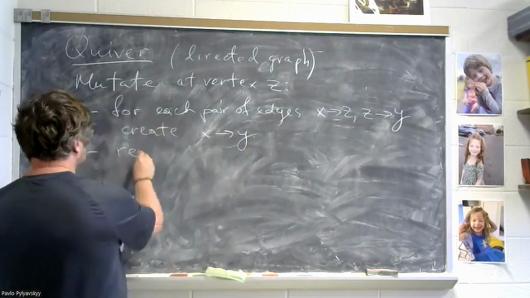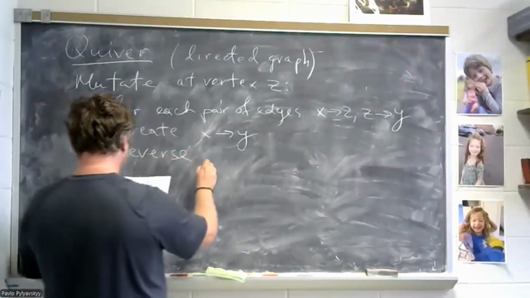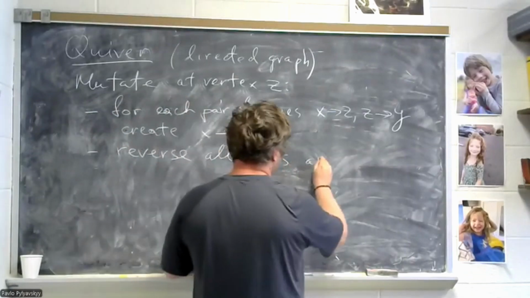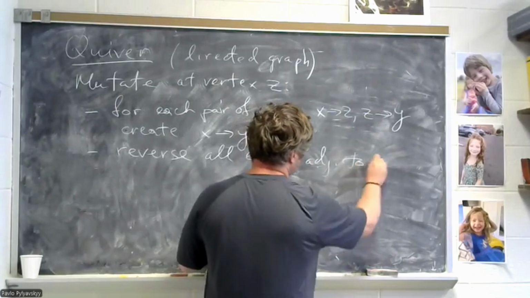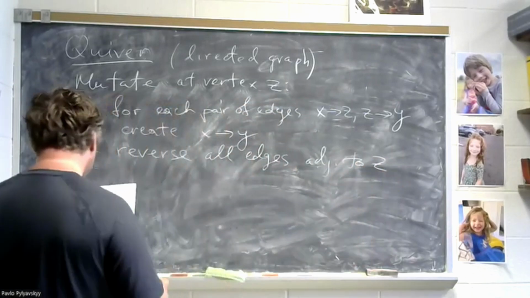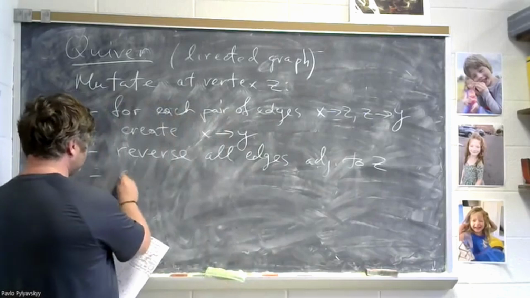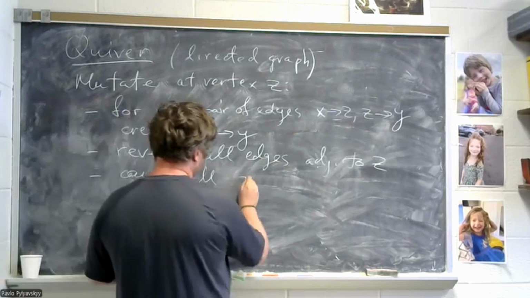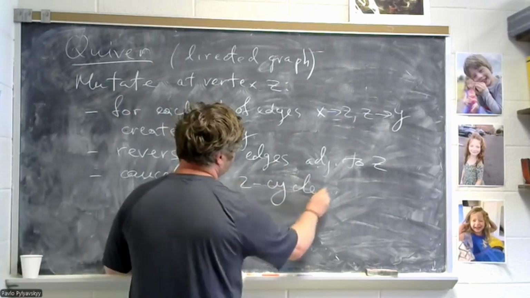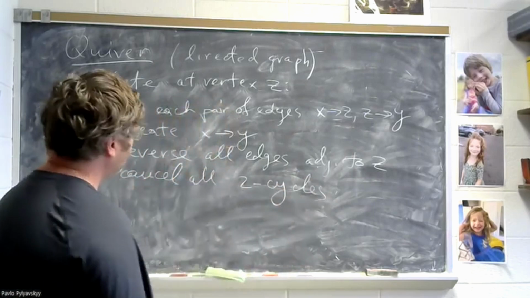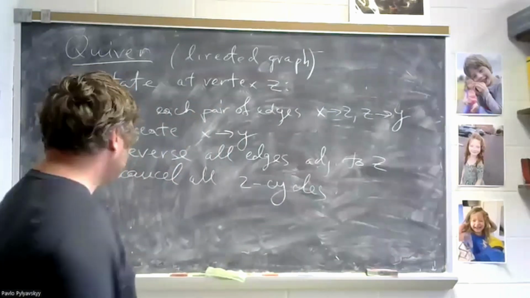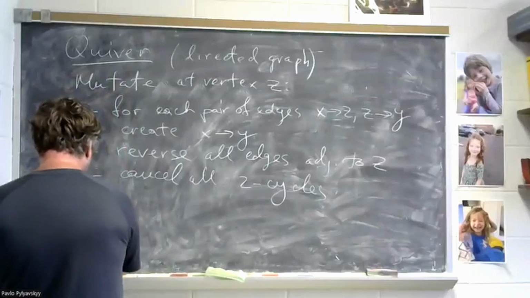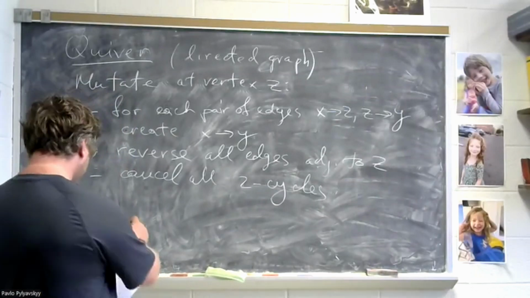Then reverse all edges adjacent to z, and then cancel all two cycles. Okay, let's do an example. Again, I suspect you've seen it, but let's just do an example.